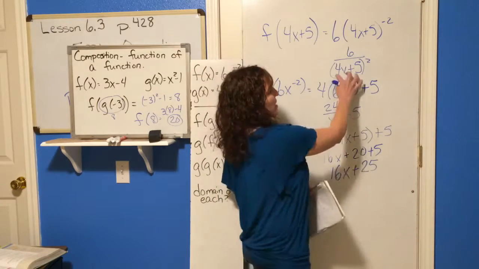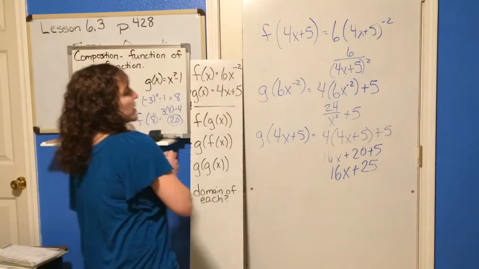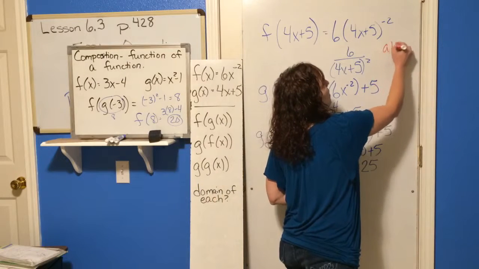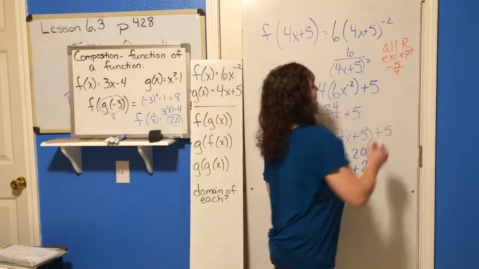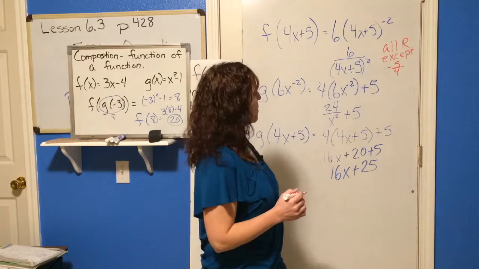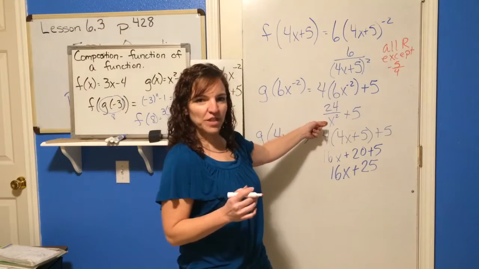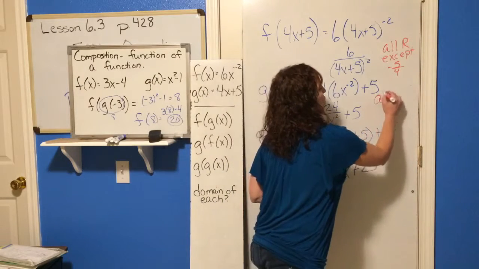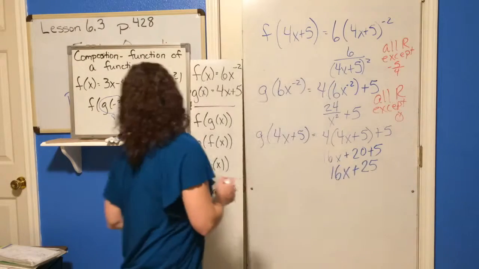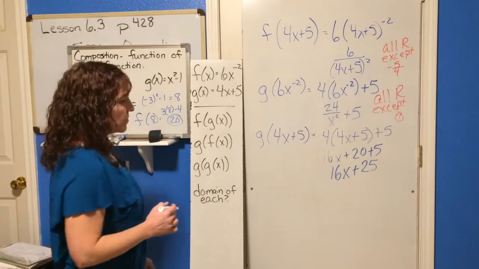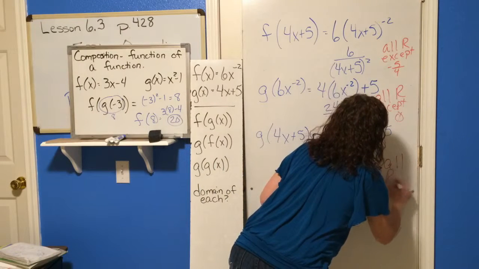Do you see what I did? I set this 4x plus 5 equal to 0 and solved it. So the domain of our first one is all real except negative 5/4, because at negative 5/4 this denominator becomes 0. All right, this one is all real numbers except the denominator of this fraction can't be 0, so this is just all real except 0, because you can't have 0 in your denominator. And this one doesn't have any fractions, so the domain of this one is just all real numbers.